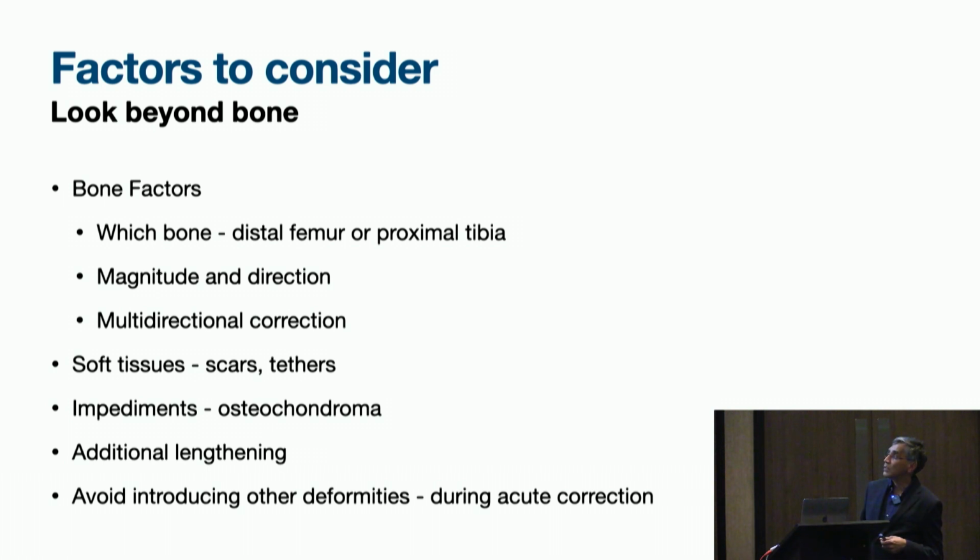And of course, if you're expecting additional lengthening as a part of your open wedge, or intentionally, then that should be considered too. And other deformities, say for example, if you're correcting particularly in proximal tibia in Blount's disease, it's not just varus. There's internal rotation, there is also anterior apex deformity. So they all affect the factors that you need to consider.